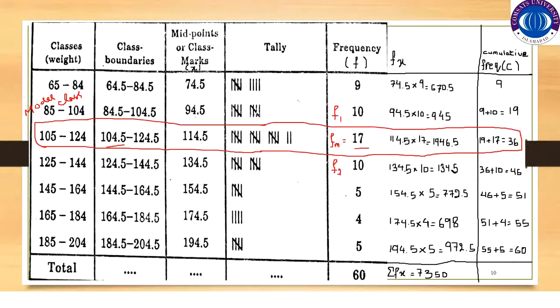And how will we select our modal class? We will see which class has the maximum frequency. Okay, I am not talking about cumulative frequency here. Frequency. The class with the maximum frequency will be the modal class. In the present data, the maximum frequency we have is 17. So the class with 17 is the modal class. We will select this class.